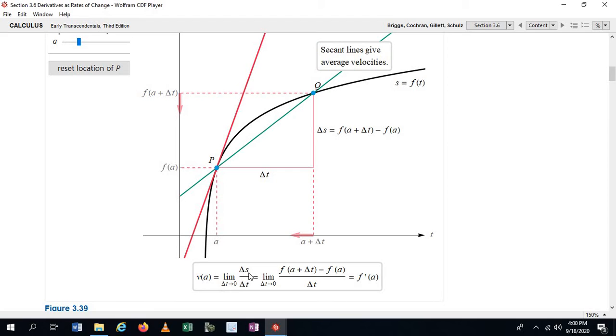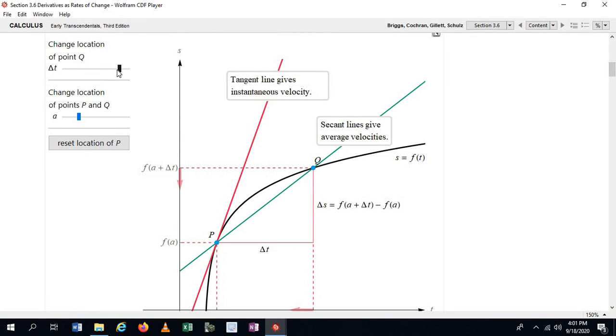It's the limit of delta s over delta t, because that's the slope of the secant line, as delta t heads towards 0. And that's going to give us the instantaneous velocity of the object right when t is equal to a. In other words, v stands for the instantaneous velocity. So v evaluated at a.